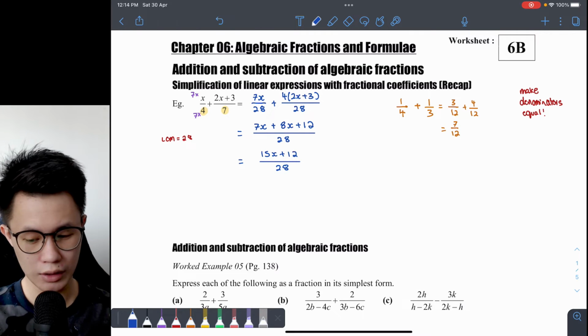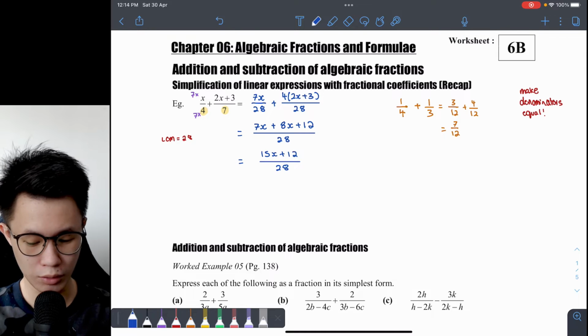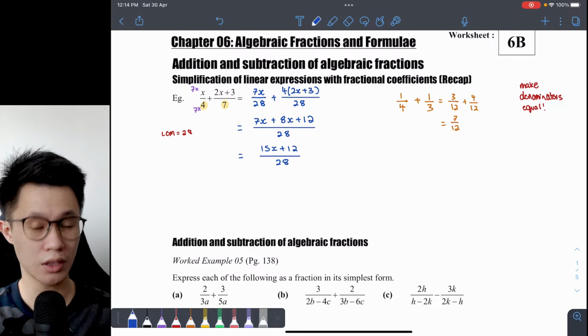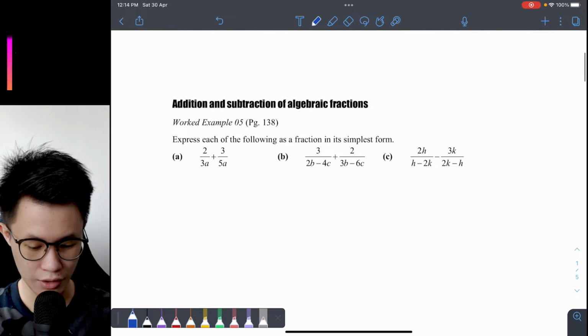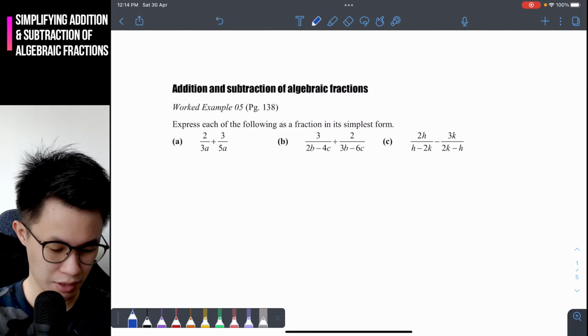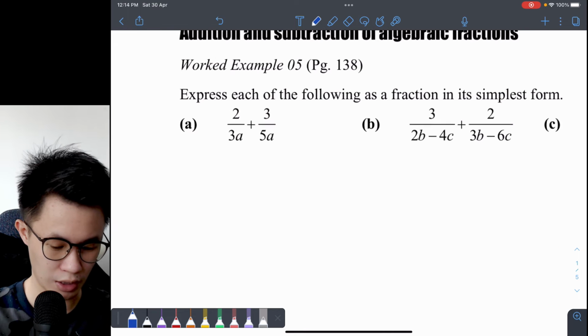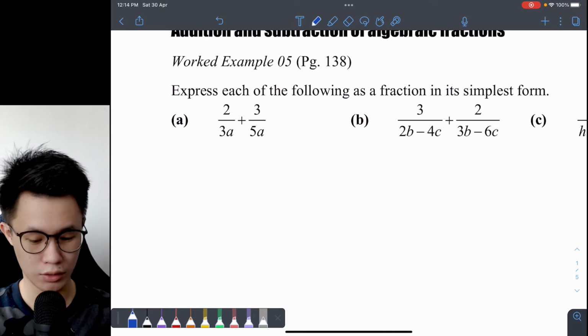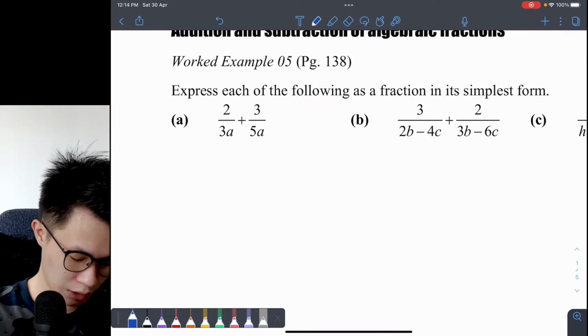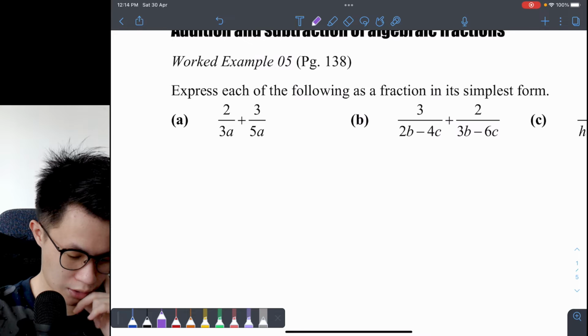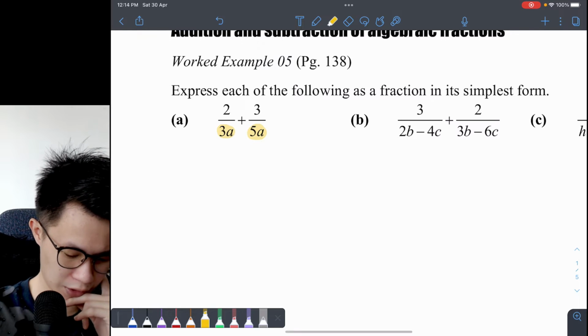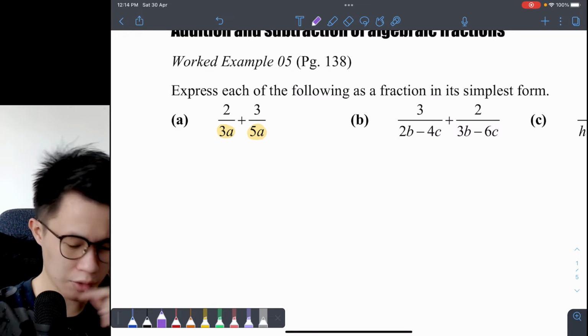Now, in today's topic, we're going to look at what happens if you have algebraic terms and variables in your denominator. So for example, right here, we have 3 very simple examples. The first one we have is 2 over 3a plus 3 over 5a. Now looking at it, the denominators here are 3a and 5a. So how are we going to make them the same?